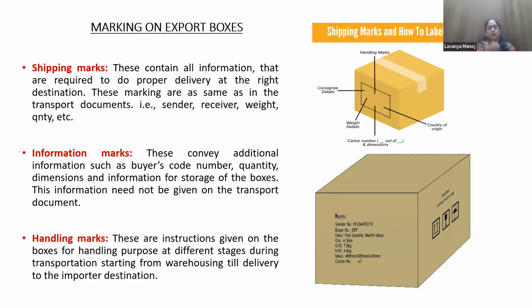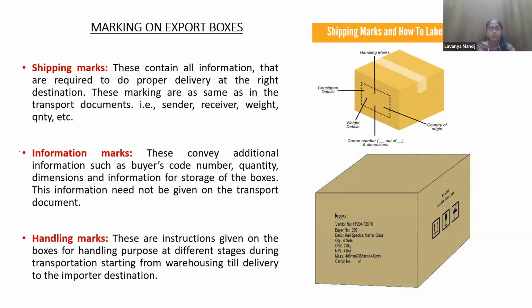So we have three different marks: shipping marks, information marks, handling marks. Shipping marks is who is the sender, who is the receiver, what kind of product, weight, quantity, and everything. Information marks is what kind of product it is, whether it's volatile or breakable, and yeah, barcode, the buyer code.